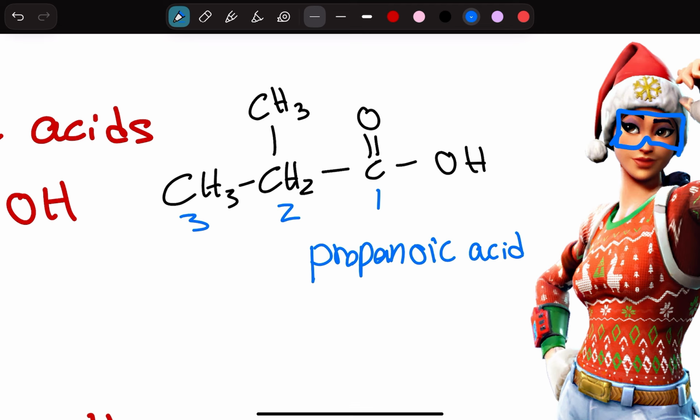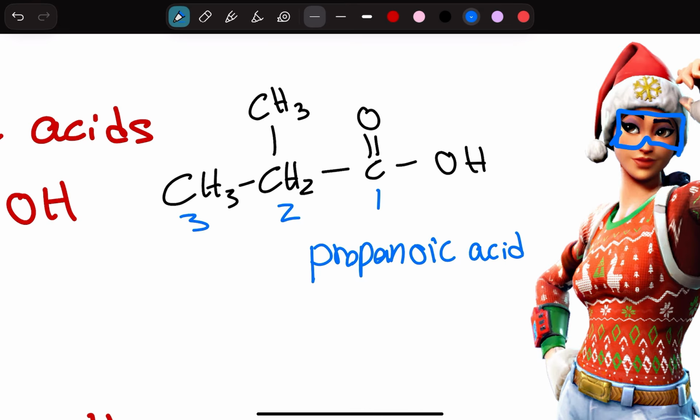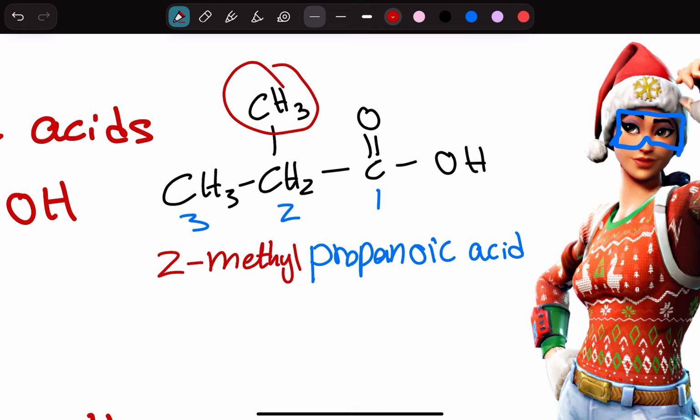So propanoic acid. How did we know that we have to remove the E and add oic? Because we have a carbonyl group with an OH attached to it. So we know that it's a carboxylic acid. And then all that's left to do is to number our substituent. So we have a methyl alkyl group. So it's going to be methyl, and that's going to be on the second position. So this would be called our 2-methylpropanoic acid.